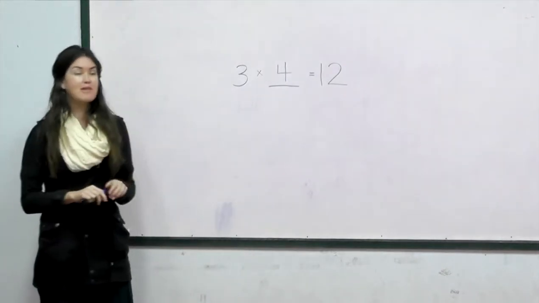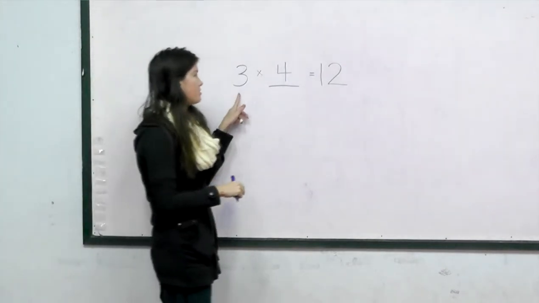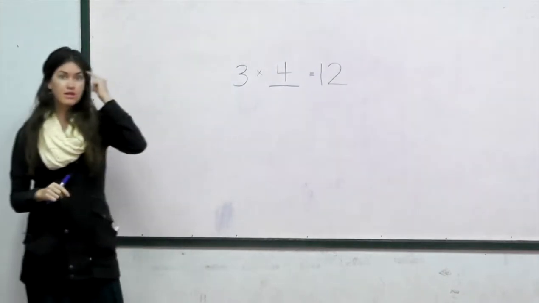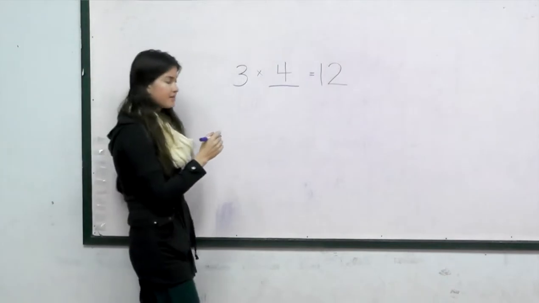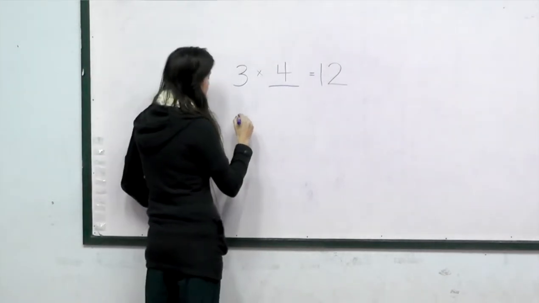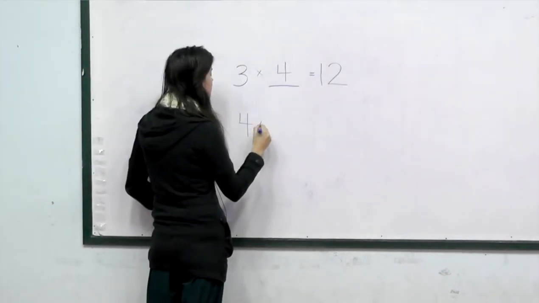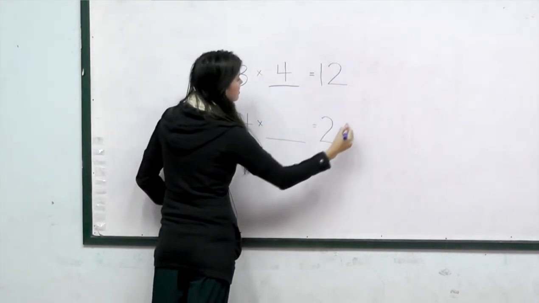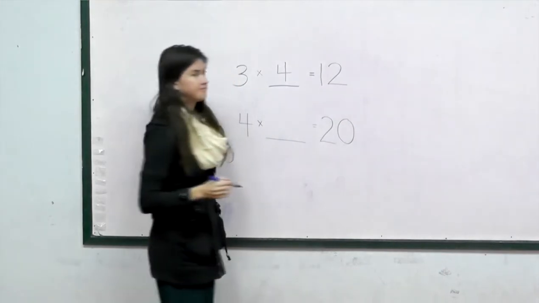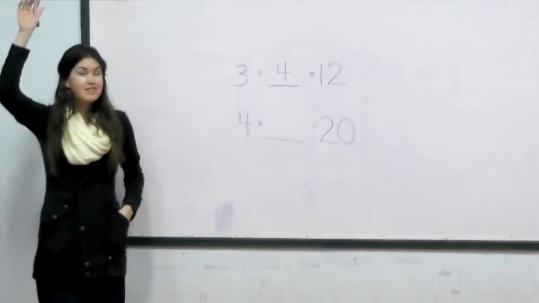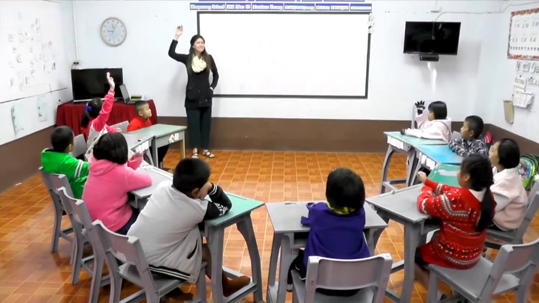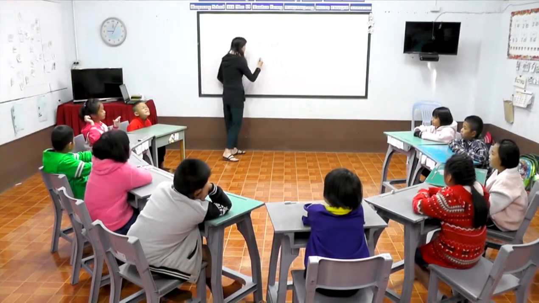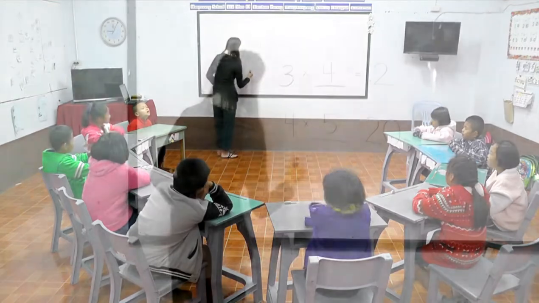So we're going to do some examples like that. You're going to have one number, you're going to get the answer, and you're going to have a missing number. So you're going to have to think about it a little bit different. So let's do 4 times what number equals 20? Think about it in your mind. Raise your hand. Okay, what is it? 5. Very nice.